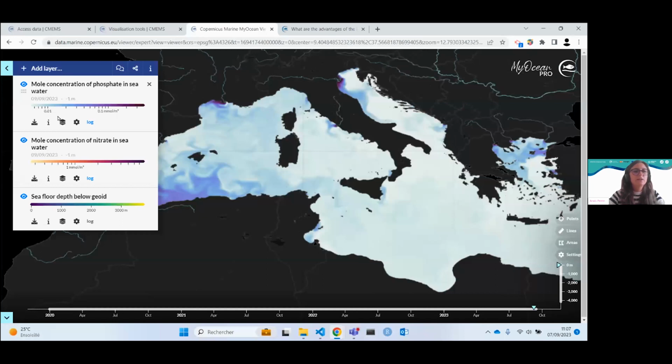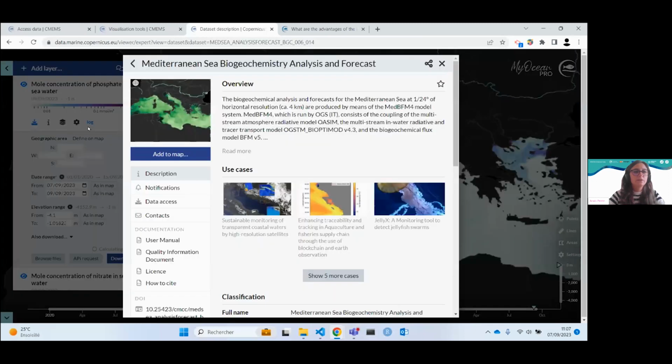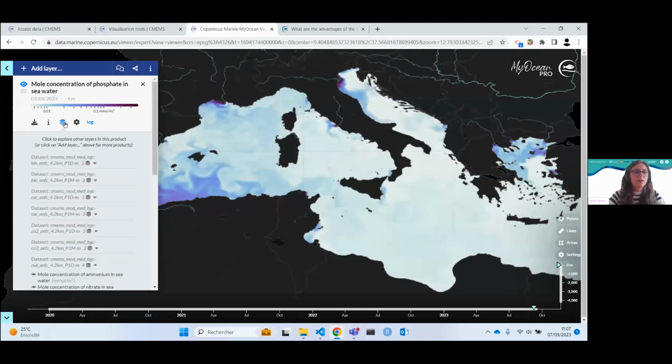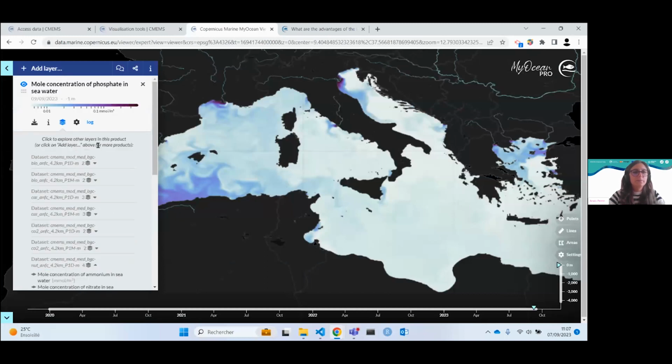You see here that 5 icons are present. The first is for download data. The second returns the description page of the project. The layer icon allows you to change the open variable by another present in the dataset.